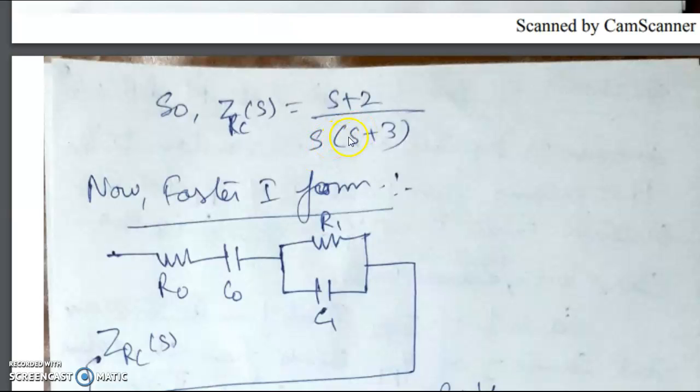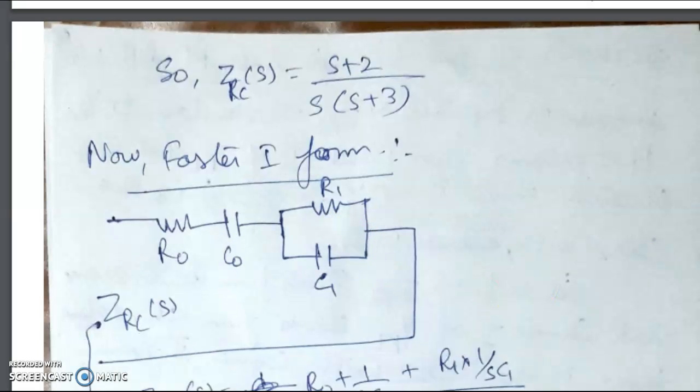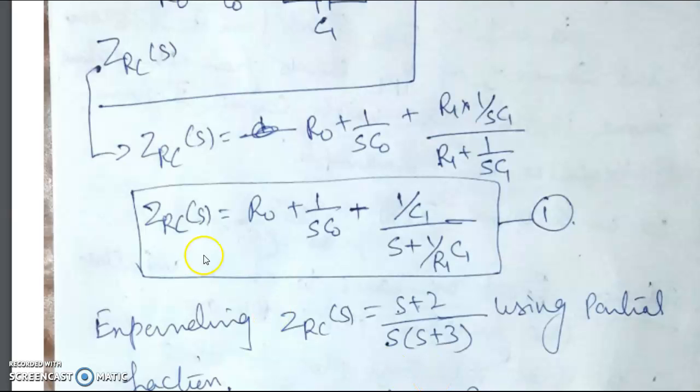Here in this case, the denominator has two factors and this factor is defining the pole at origin, while this factor is defining the pole at s = -3. So we will exclude this factor. That means only one factor is there which is not defining the pole at origin. So only one tank circuit is there. When we write down the impedance function from this circuit, the impedance function will be R0 + 1/(sC0) + (1/C1)/(s + 1/(R1C1)). We say that it is equation 1.